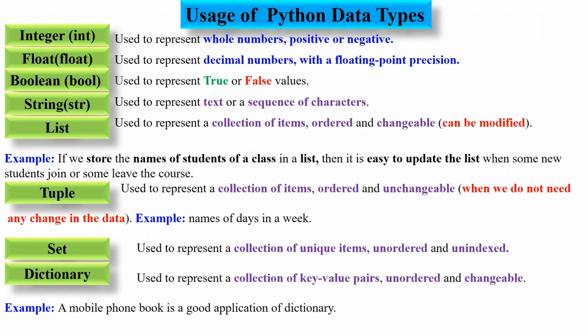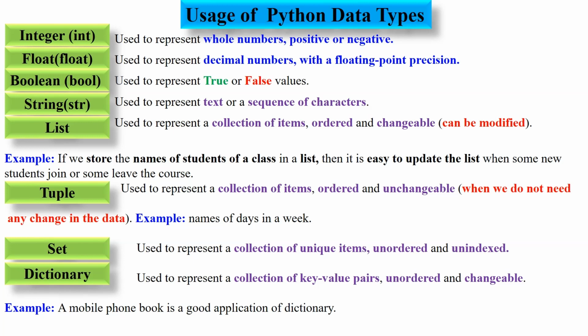Python has several built-in data types that can be used to store different kinds of information. Here are some of the most common data types. First data type is integer, called int, used to represent whole numbers, positive or negative. Next data type is float, used to represent decimal numbers with a floating point precision. Next data type is boolean, also called bool, used to represent true or false values. Next data type is string, called str, used to represent text or a sequence of characters.